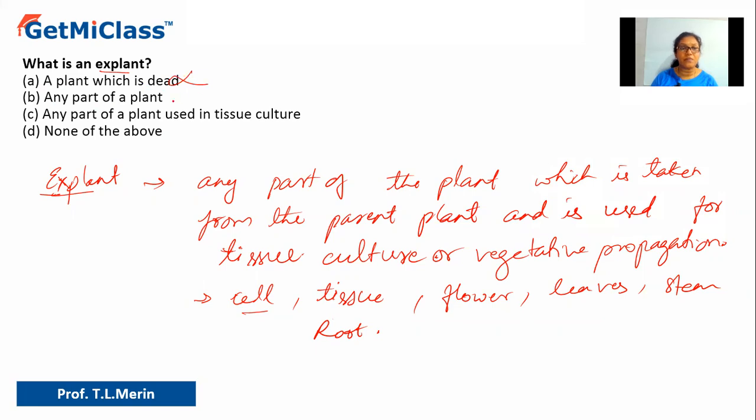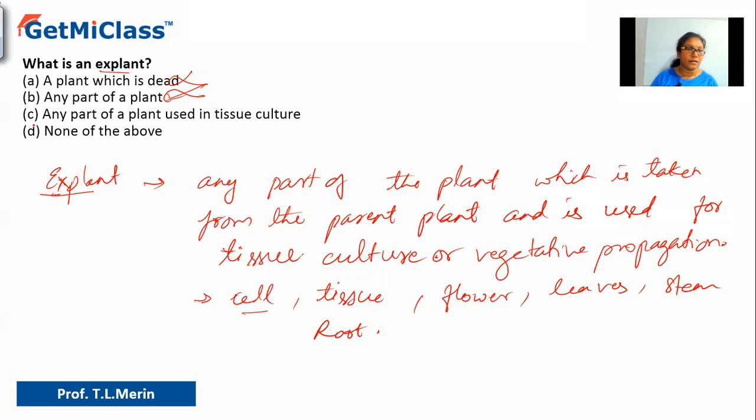Option B says any part of a plant. Yes, of course, it can be any part of a plant, but then it has to be utilized for further culturing. Only then will it be called an explant. If it is not utilized for further culturing, we will not be calling it an explant. Hence we will rule it out. Any part of a plant, it can be dead or alive, we don't know. But again, if it is not used for any culturing purpose, we will not call it an explant.